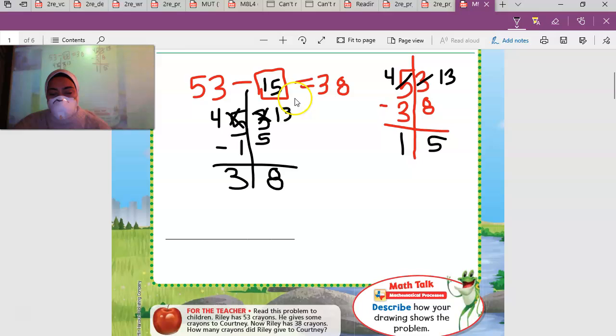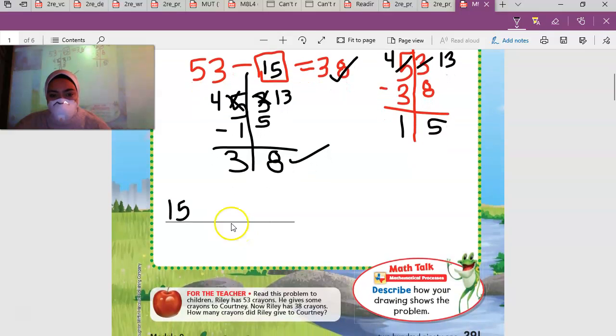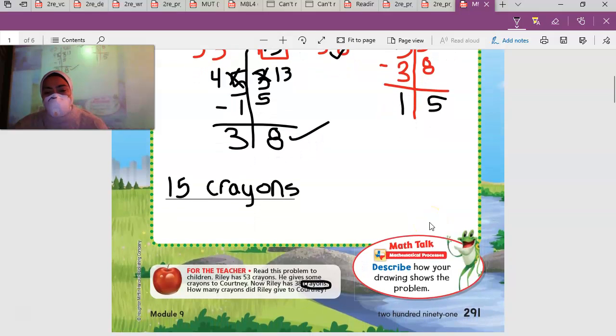So when I check this, is that right? Yes, so our answer is definitely 15. So how many crowns did Riley give to Courtney? 15 crowns. You have to write it in a complete sentence. Class? Yes. What did I say about blurting out? It's in the question. If you read the question on the bottom where the apple is, it says crowns right there.